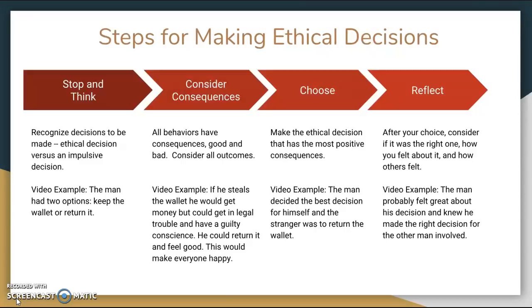While we don't know, we can assume that the man probably felt really great about his decision, and he knew he made the right decision for the other man involved. In the end of this video, he was also rewarded for his good deed, which also probably made him feel great in this situation.